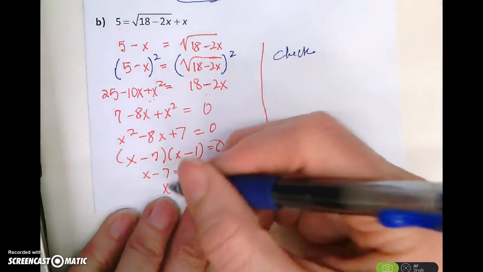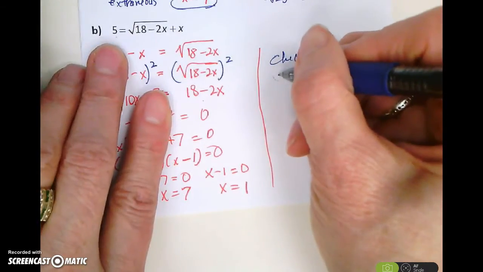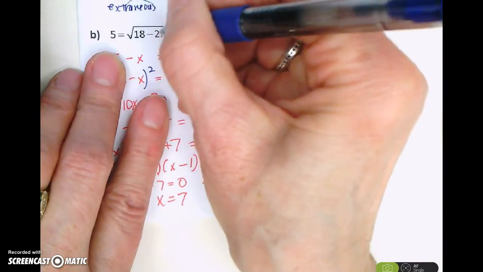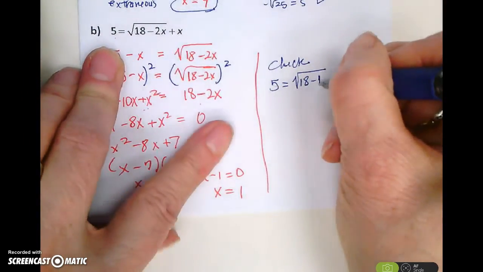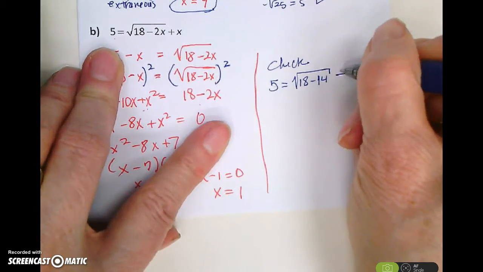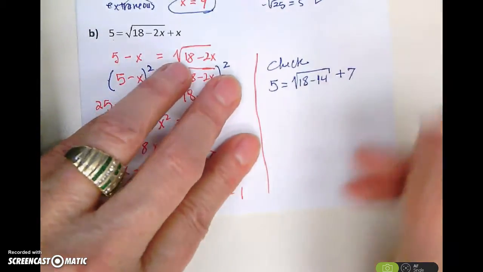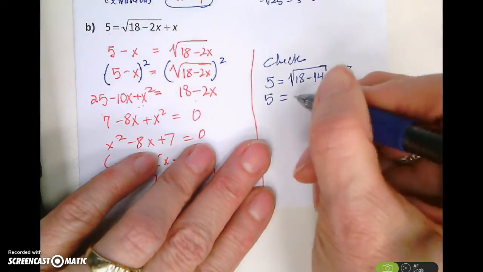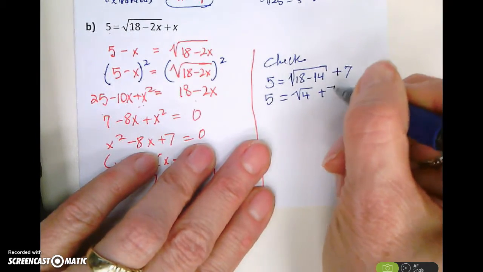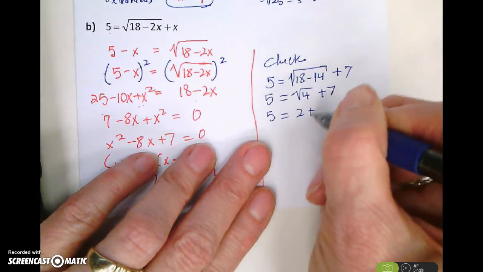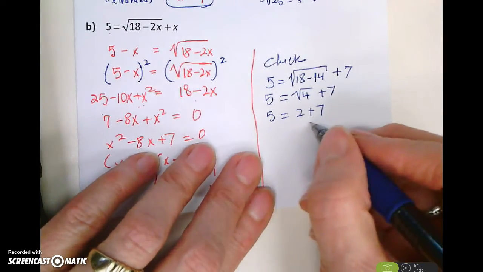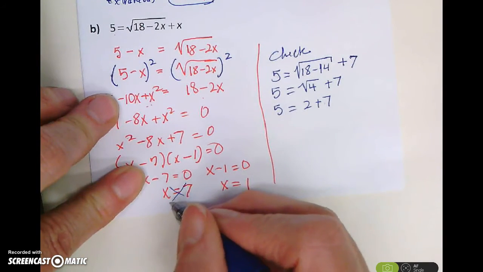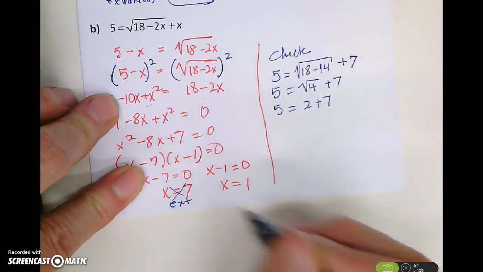All right, so now I want to check over here. So I'll take my 7, I'll put it in to the original. So I have 5 is equal to the square root of 18 minus 2 times 7, which is 14, so minus 14, plus, and then that 7 goes on the outside there. So that's going to be 5 is equal to the square root of 4 plus 7. So 5 is equal to 2 plus 7. Oops, that's not true. So that means that 7 is not a solution. It's extraneous. I'll just put EXT.